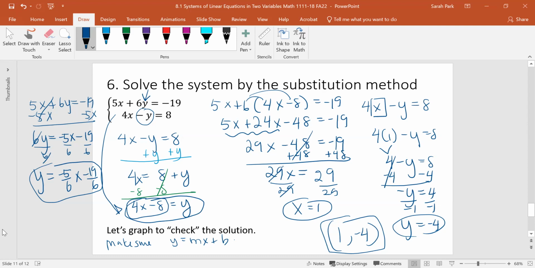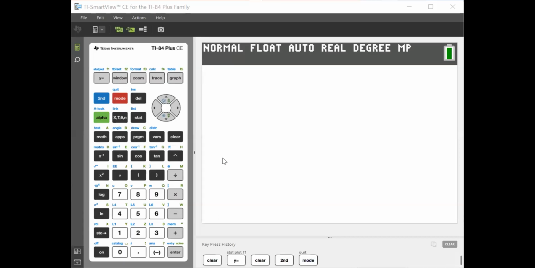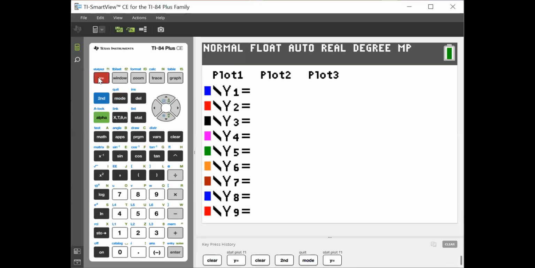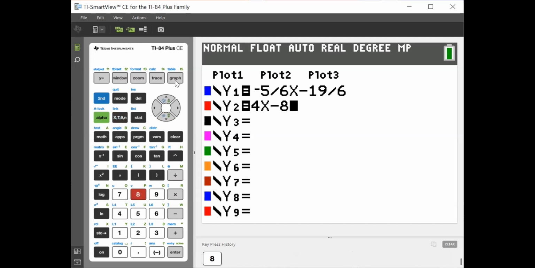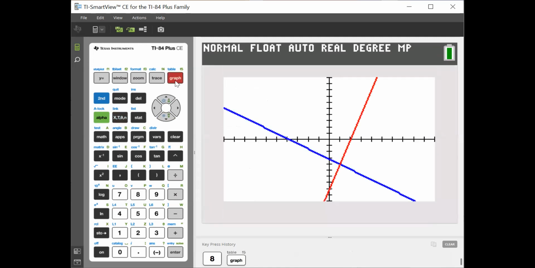So let's hop on over to our graphing calculator. Okay, so here we have our graphing calculator, and we're going to go to y equals to graph these two lines. The first one was negative 5 over 6 x minus 19 over 6. And then the second equation is y equals 4x minus 8. And we're going to hit graph. Okay, visually, you can see that it does intersect at 1, comma, negative 4, but let's just make sure.